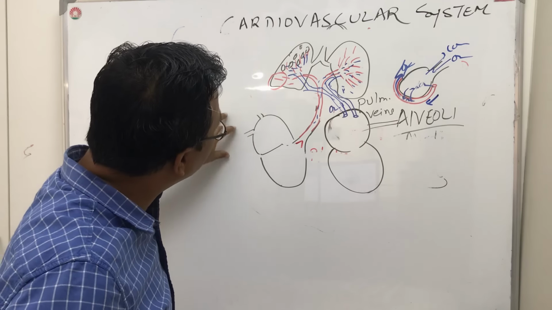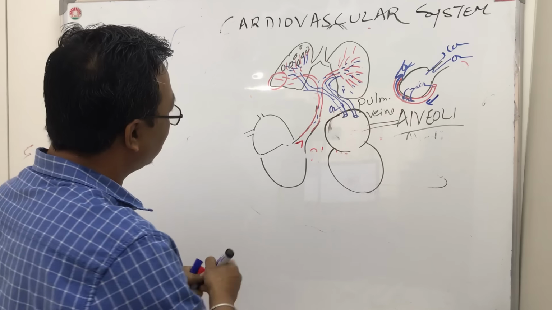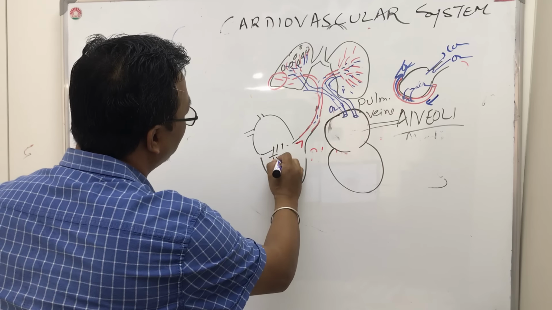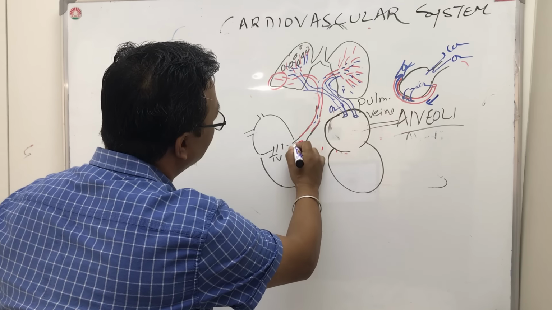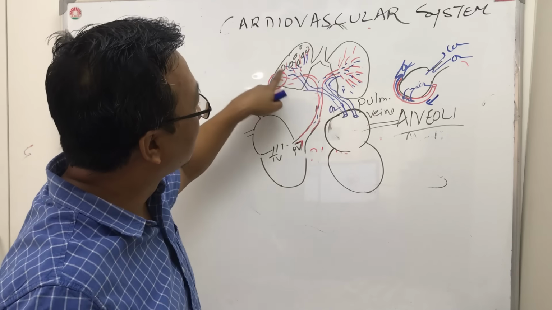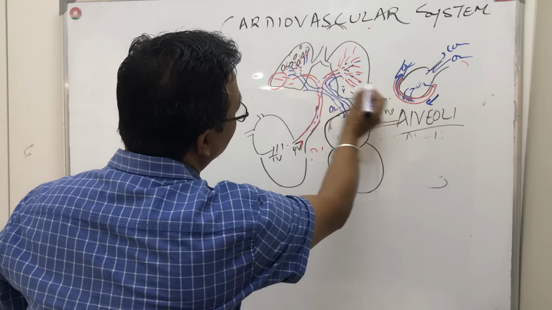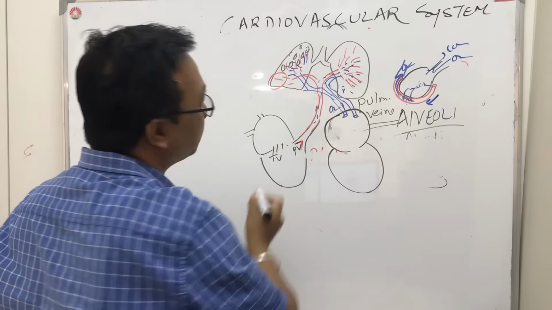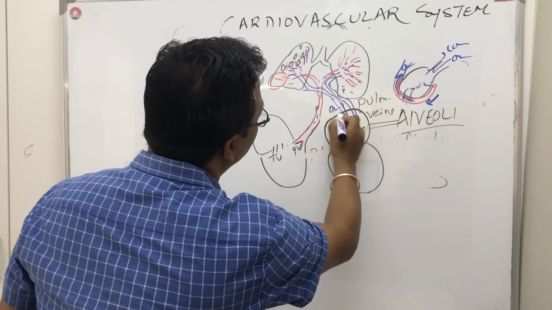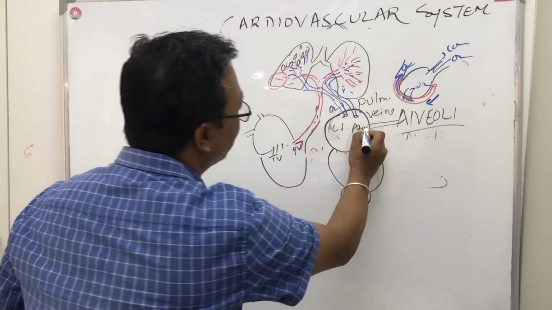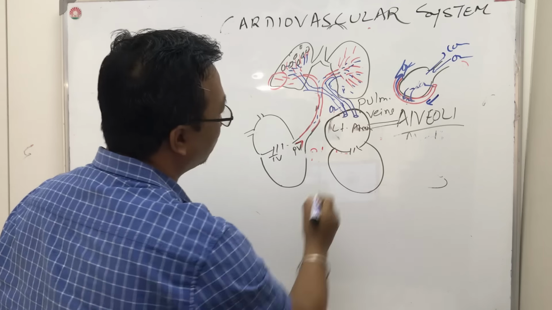So you see, blood comes to the right atrium and goes through the tricuspid valve. From the right ventricle, blood goes through the pulmonary valve to both lungs. Then the gas exchange takes place, and the fresh blood, which now has oxygen, drains into the left atrium. There is no valve here; it drains directly into the left atrium. And from the left atrium the blood will come to the left ventricle through the mitral valve.